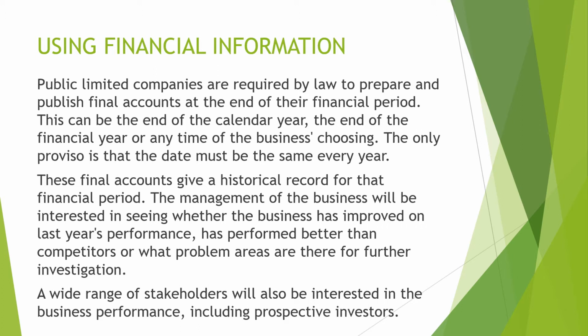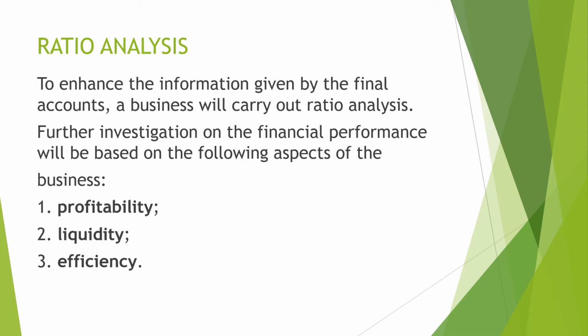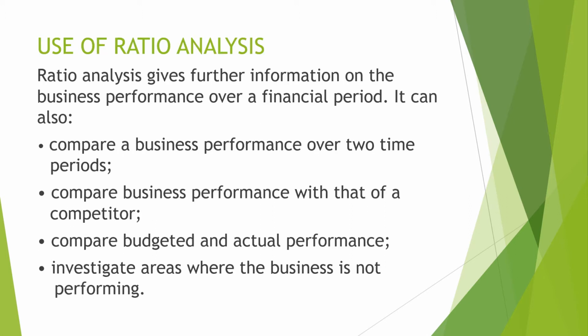And as we said last year, there are a wide range of stakeholders interested in a business's financial performance. In order to enhance the information given by financial accounts or final accounts, a business will carry out ratio analysis. And this is where you use a number of ratios to work out how a business is doing. And we're going to be looking at each of these ratios in turn and what happens if it's better or it's worse. And that's really important that you understand this. The ratios come under 3 different categories: profitability, liquidity and efficiency.